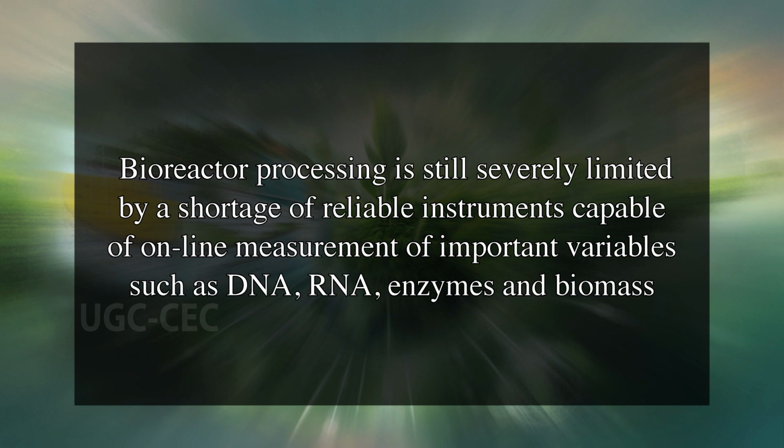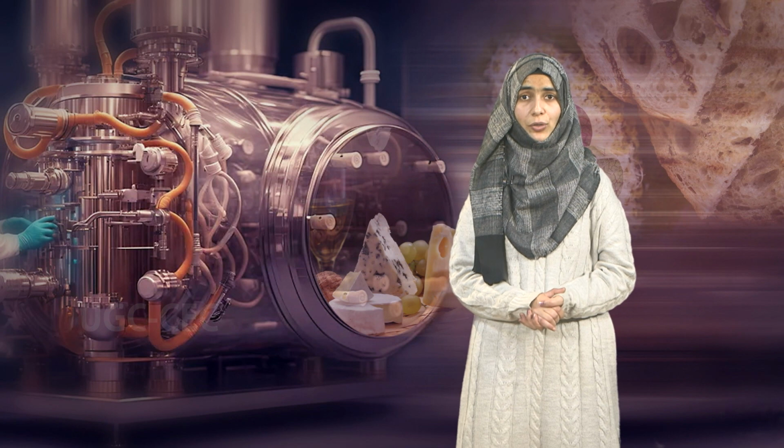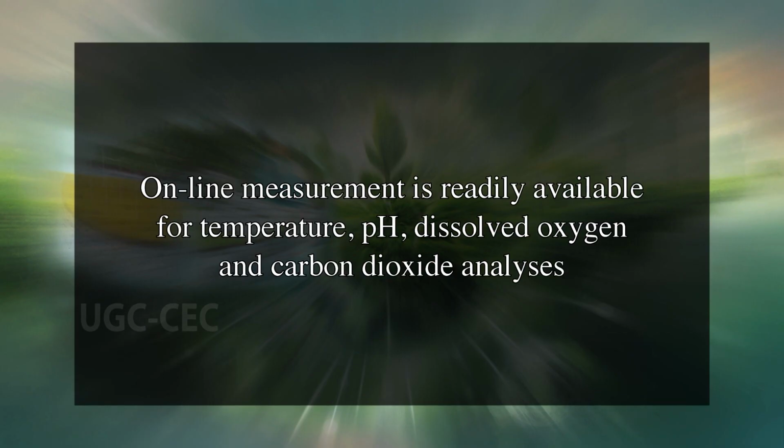Bioreactor processing is still severely limited by a shortage of reliable instruments capable of online measurements of important variables such as DNA, RNA, enzymes, and biomass. Offline analysis is still essential for these compounds, and since the results of these analyses are usually not available until several hours after sampling, they cannot be used for immediate control purposes. However, online measurement is readily available for temperature, pH, dissolved oxygen, and carbon dioxide analysis.